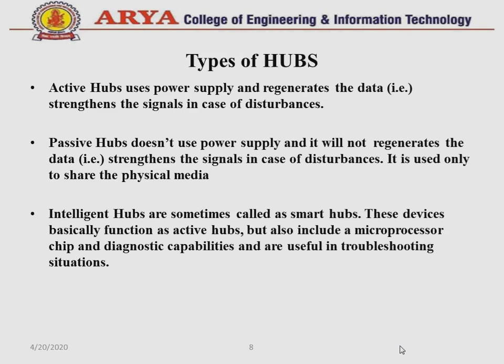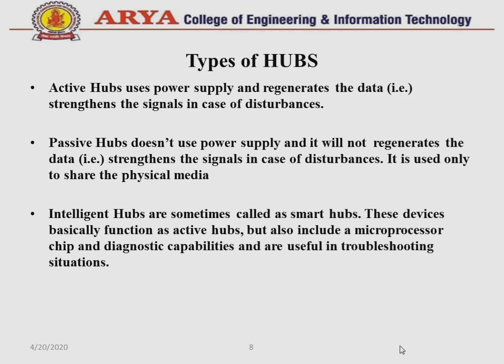Types of hubs. Hubs are categorized into three types: active hub, passive hub and intelligent hub. An active hub uses a power supply and regenerates the data, that is, it strengthens the signal in case of disturbance. A passive hub does not use a power supply and will not regenerate the data or strengthen the signal in case of disturbance. It is used only to share the physical media.